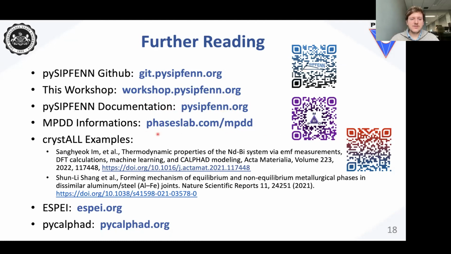If you want to learn more about the MPDD and see some statistics over it, as well as try out if the compounds are available in it, you can follow this QR code. And if you are interested in Crystal, this neodymium bismuth paper is a very good example. It's a nice Acta Materialia paper, and you can find it following this QR code. But if you want to combine this kind of data that we are going to be generating into your CALPHAD modeling, the tools that you are probably going to want to use are SPaY, which allows you to incorporate these predictions into TDBs very seamlessly in an optimized fashion, and then PyCalphad to run predictions.